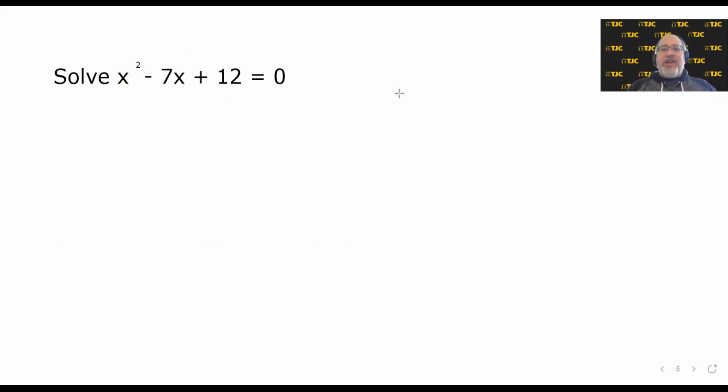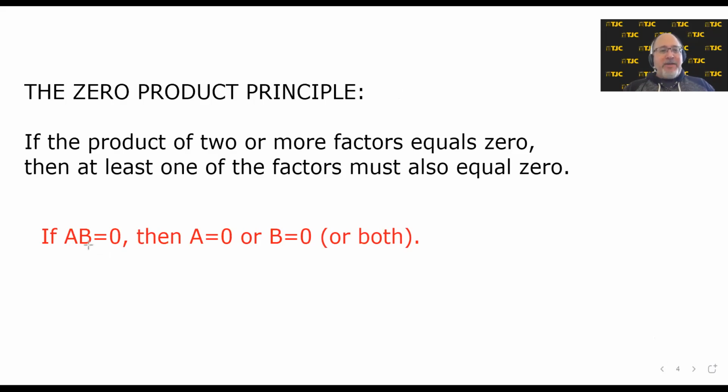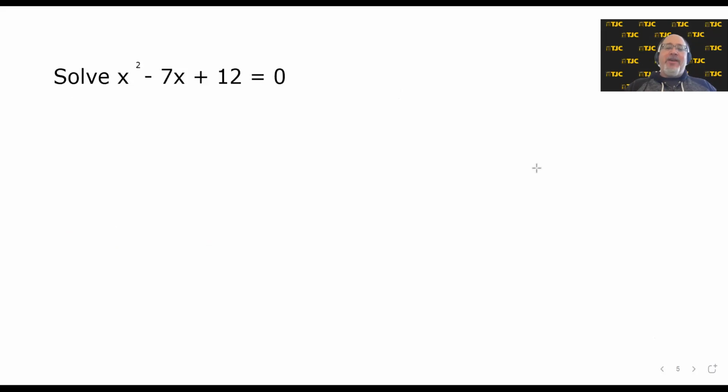If this were a multiplication problem, it's not, it's an addition subtraction problem. But if this were a multiplication problem equal to 0, something times something equals 0, then we could write each half equal to 0 separately. So now it boils down to the question, is there a way to take this addition subtraction problem and rewrite it as a multiplication problem?